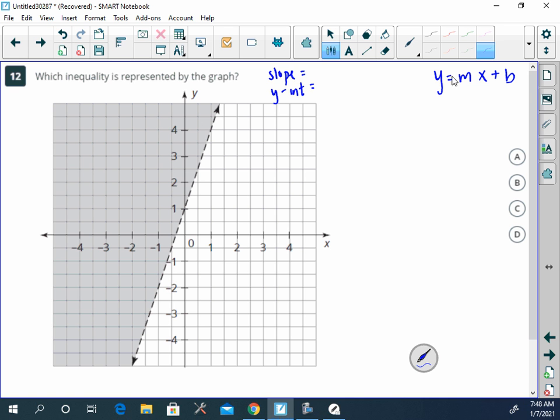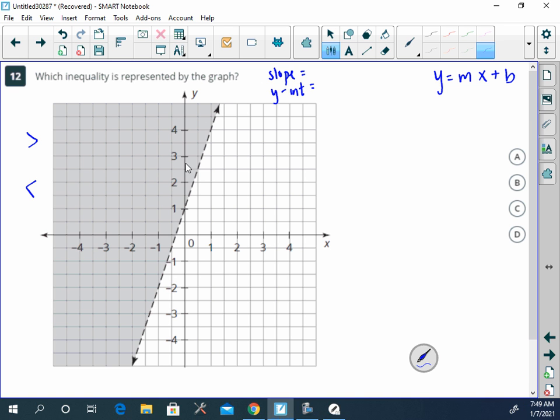And we've got equals in here right now because that's what the equation of the line is going to be. And then we're going to replace that with an inequality, either a greater than or a less than symbol. And the reason I know it's not going to have the equal to on it is because it's dashed. When it's dashed, it's got to either be greater than or less than. So we're not even going to look at the greater than or equal to or less than or equal to.